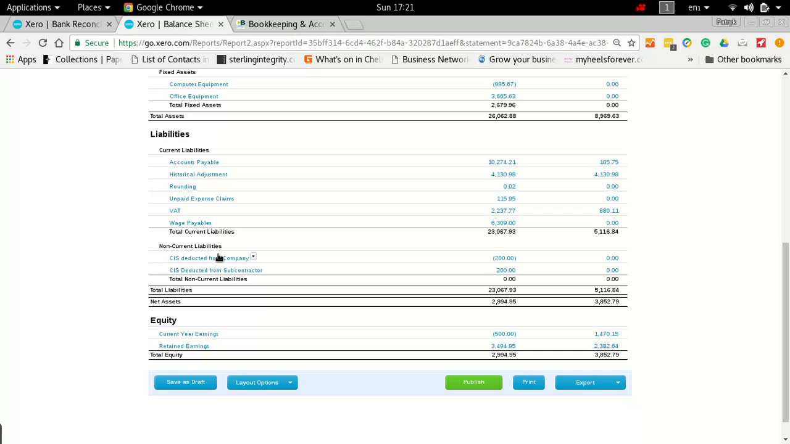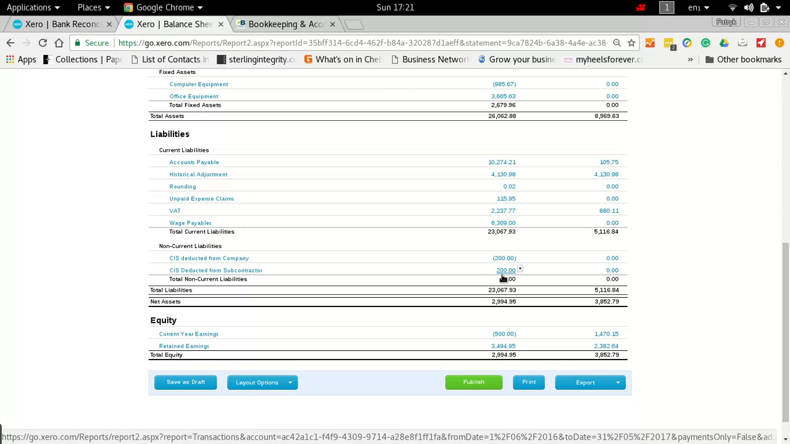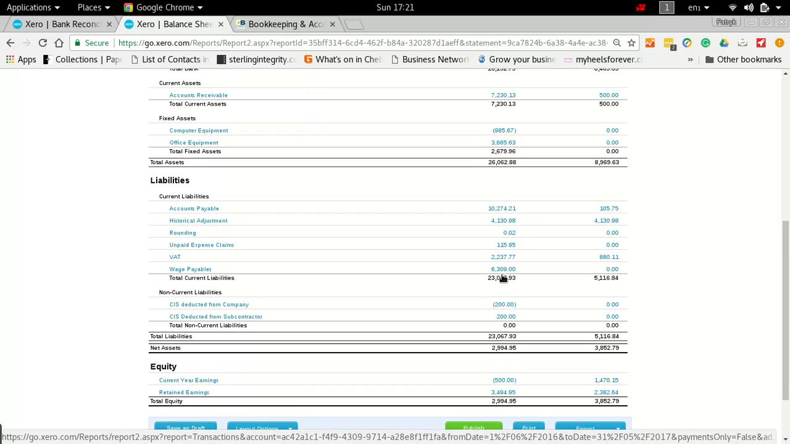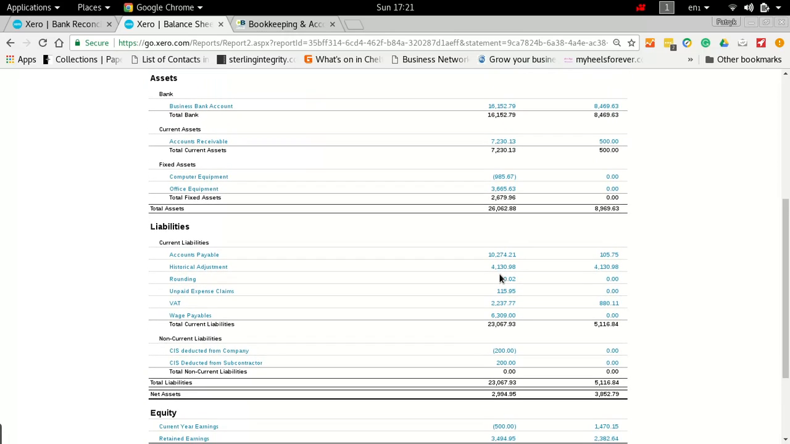That's where we've got our liabilities here. Now we've got from company minus £200, in brackets, because when they deduct that, we're going to claim it back from our PAYE, so it's going to lower the PAYE liability. And we've got £200 deducted from subcontractor, which is plus in liabilities, because it adds to our liability, because we're going to return that to PAYE, so we will have to up our PAYE with that amount.